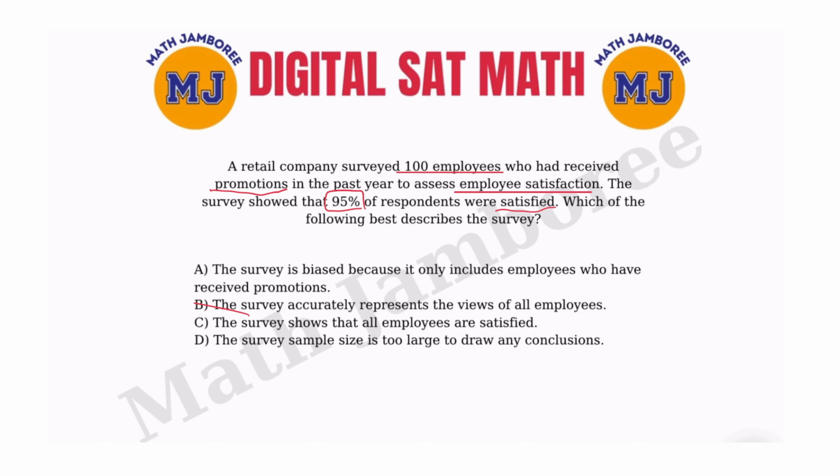C says the survey shows that all employees are satisfied. As I mentioned in B, "all" doesn't make sense in this type of question where people were selected, since it doesn't represent everyone. D says the survey sample size is too large to draw any conclusions. I mean, "large," first of all, doesn't make sense, and if there's a choice like "too less" or "too large," you can eliminate that right away, because it doesn't have anything to do with the number of employees or number of members of something. So A is the choice that makes sense and is the solution.